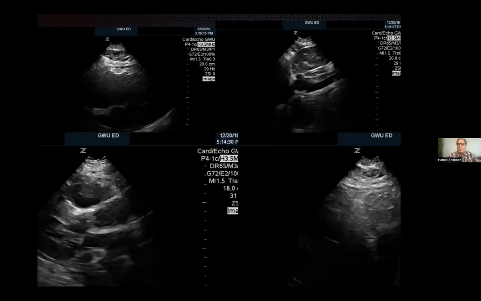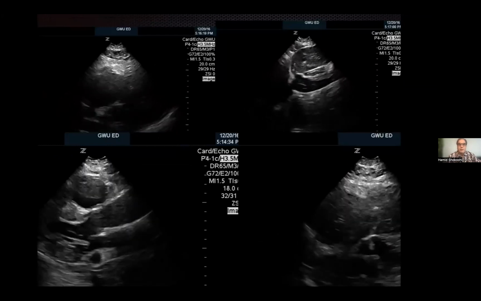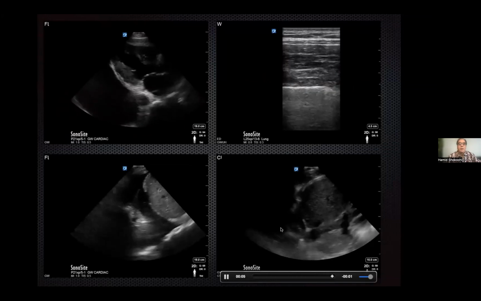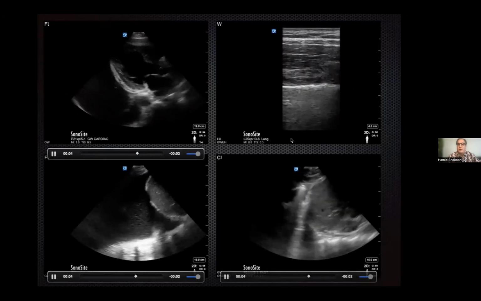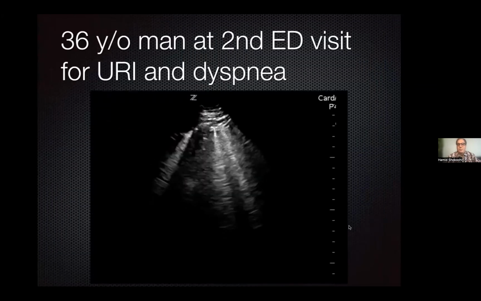Another case, I'm going to just move on because we actually ran out of time already. There's a lot of cases. This is a case of pneumonia and pericardial effusion and non-pneumothorax. We talked about this one earlier.